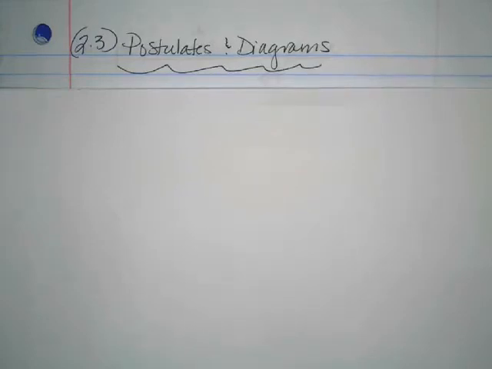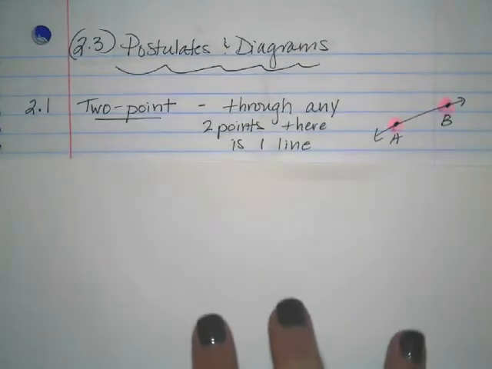All right, the next part of chapter 2, section 2.3, we're going to talk a lot about postulates. Along with the postulates are going to come some diagrams. If you remember, postulates are kind of like rules, and diagrams, of course, are like pictures. So along with our rules, we're going to have some pictures.